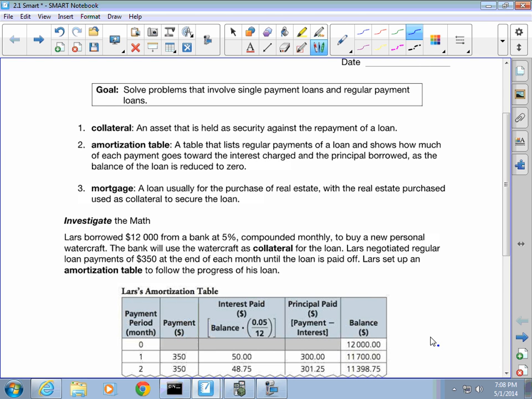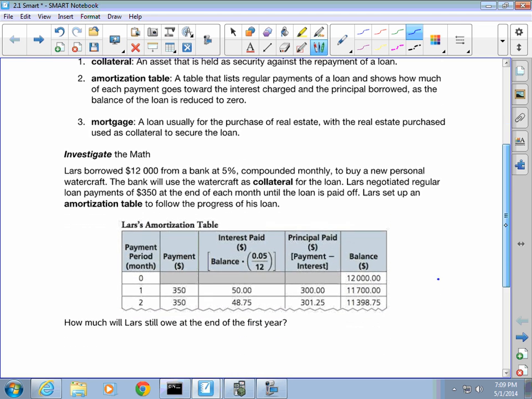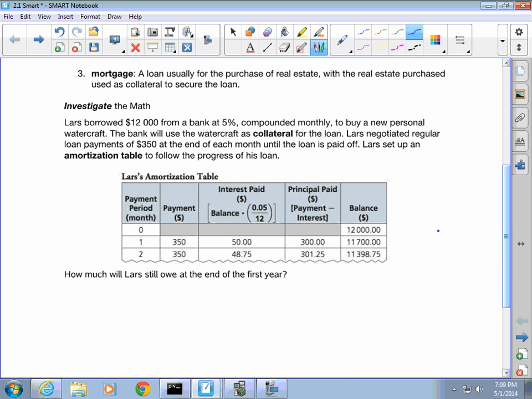An amortization table is a table that lists regular payments of a loan that shows how much of each payment goes towards the interest you're paid and the principal you've borrowed. So we did a little of that in that first introductory section. A mortgage is a loan usually for the purchase of real estate, with the real estate purchase used as collateral to secure the loan. So it says, Lars borrowed $12,000 from a bank at 5% compounded monthly to buy a new personal watercraft. The bank will use the watercraft as collateral for the loan.